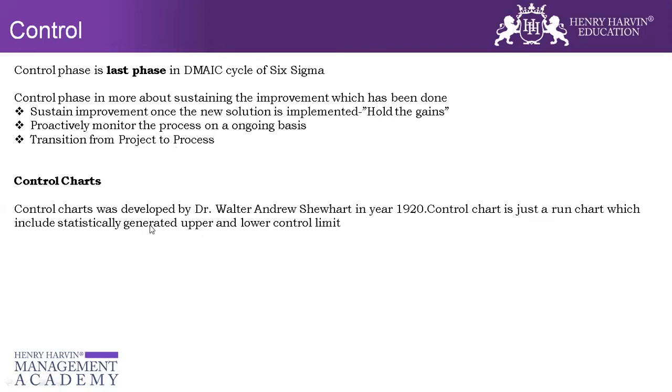So this is just information about control charts. Dr. Walter Andrew Shewhart, in the year 1920, came up with the concept that a control chart is something we should prepare. This basically talks about the upper and lower control limit. So we'll talk about what the upper control limit and lower control limit are. Earlier we discussed the upper specification limit and lower specification limit. Do we remember that? What is USL and what is LSL?